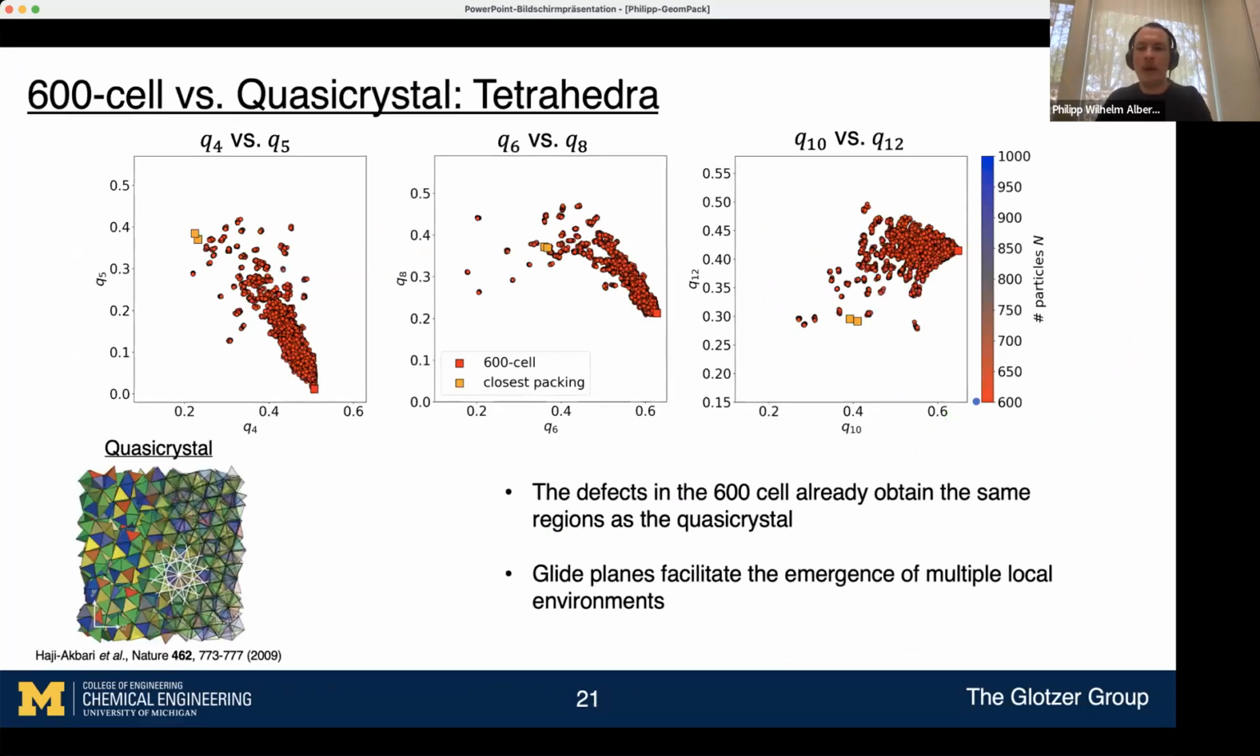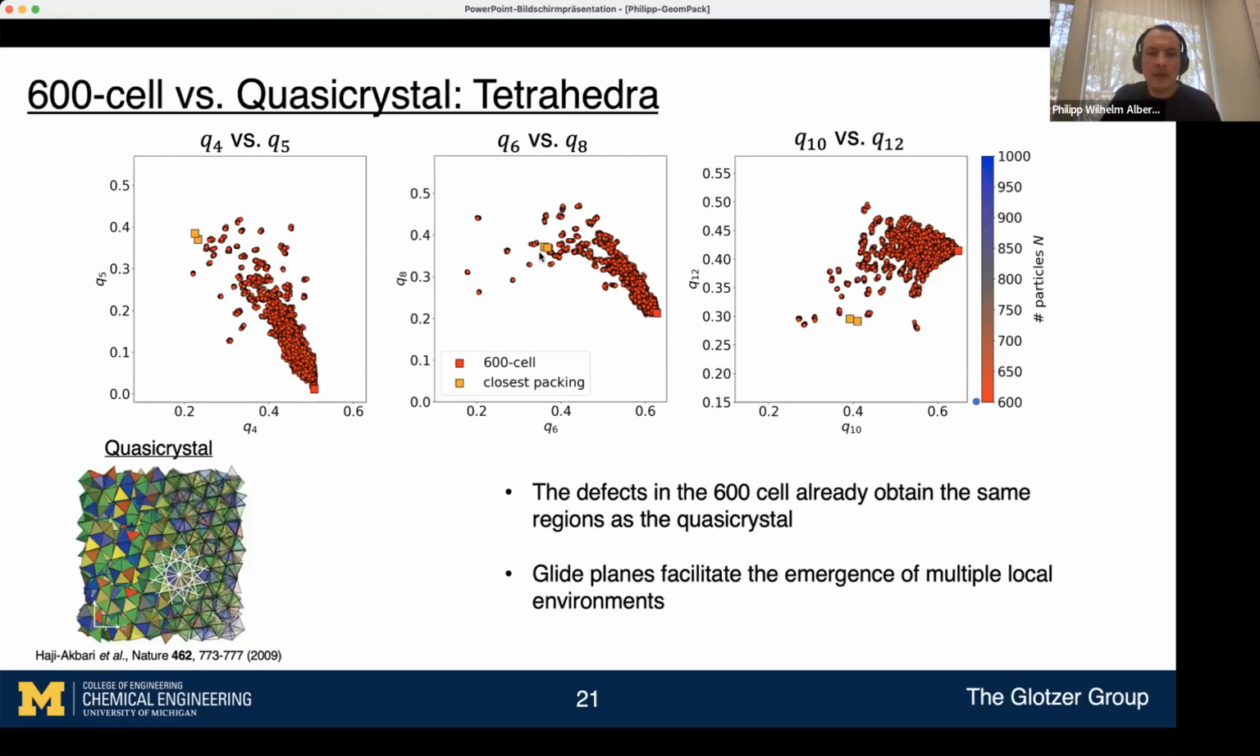For tetrahedra, we see a very similar story evolving here. If I give you a quick reminder, the particles don't form a perfect tessellation, but they have these interstitials and these vacancies, because they are stabilized by these vacancies at the transition.